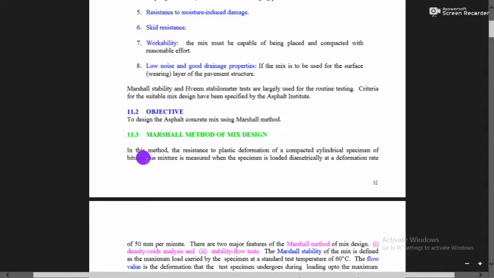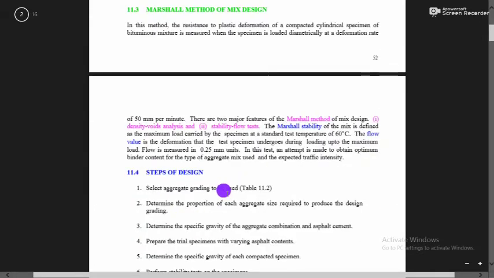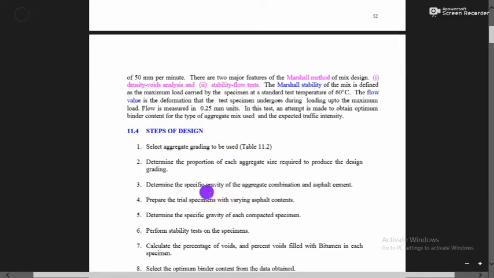Very important, the Marshall method of mix design. In the method, the resistance to plastic deformation of a compacted cylindrical specimen of bituminous mixture is measured when the specimen is loaded diametrically at a deformation rate of 51 mm per minute. There are two major features of the Marshall method of mix design: I. Density void analysis and II. Stability flow test.